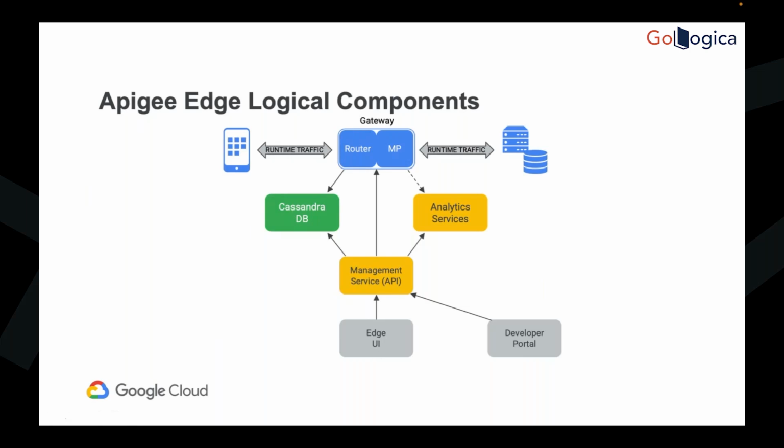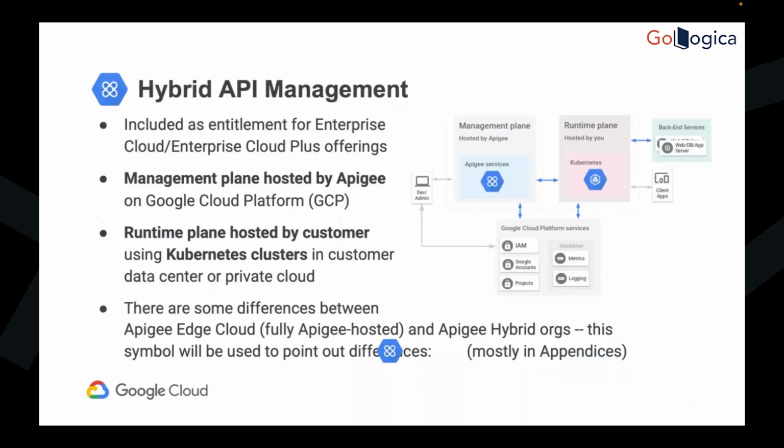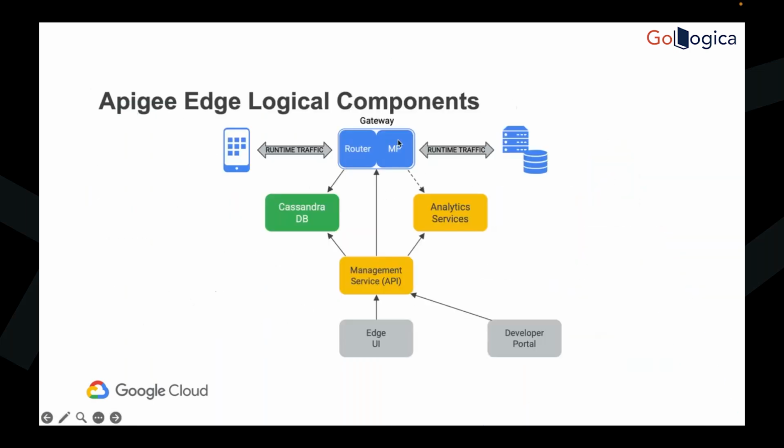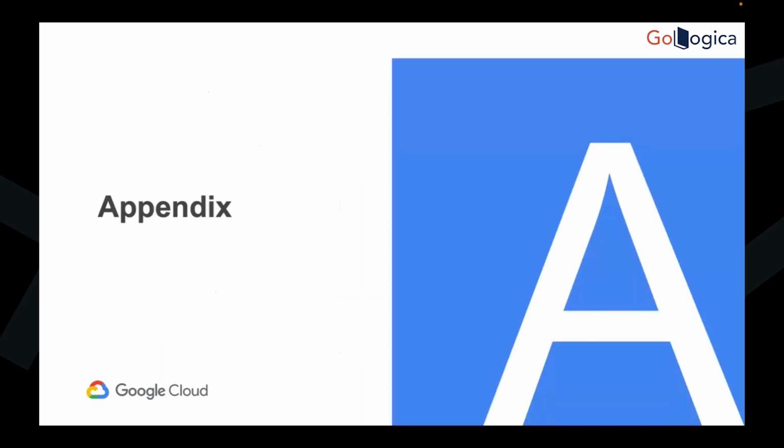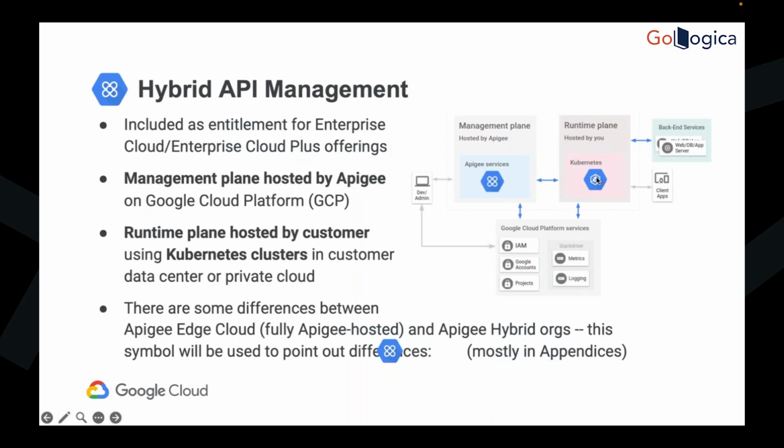What APG has done as per their new architecture is that they have created two different planes. One is called the management plane, and one is called the runtime plane. So these three things, router, MP, and Cassandra, are part of the runtime plane. APG creates a Kubernetes cluster for these three, and APG will give their Kubernetes cluster to the APG customer. The clusters for the runtime plane are hosted in the customer data center.